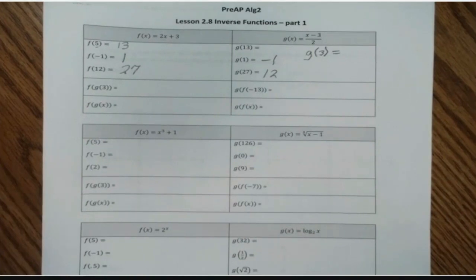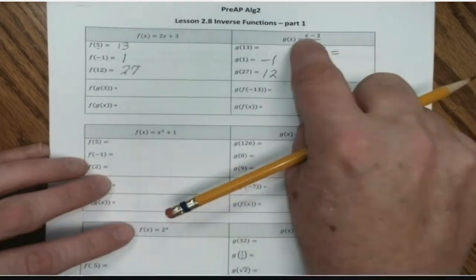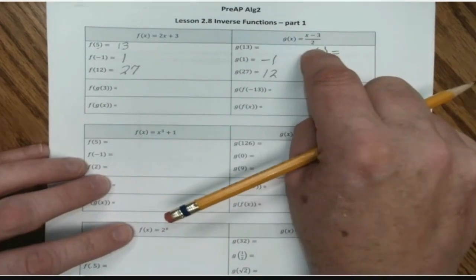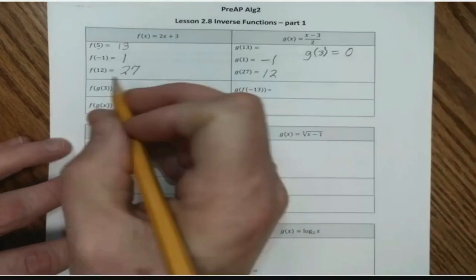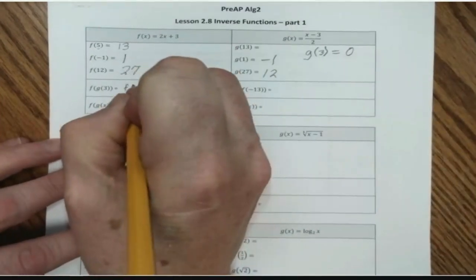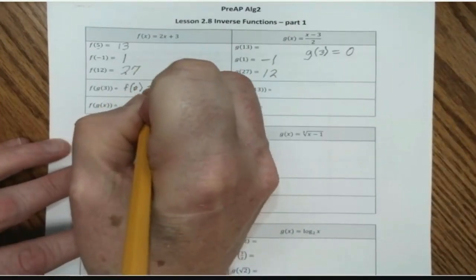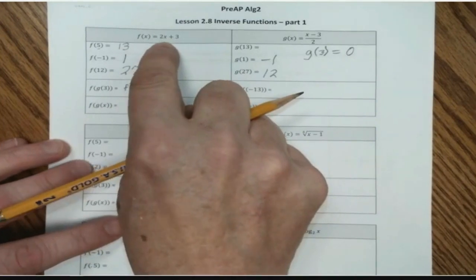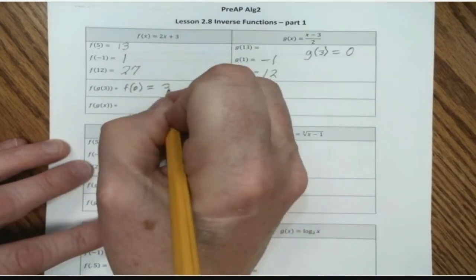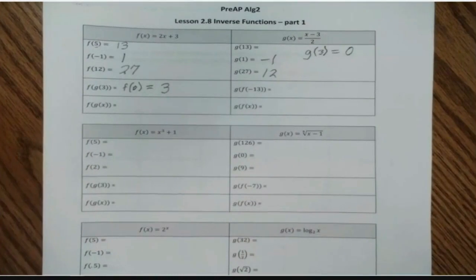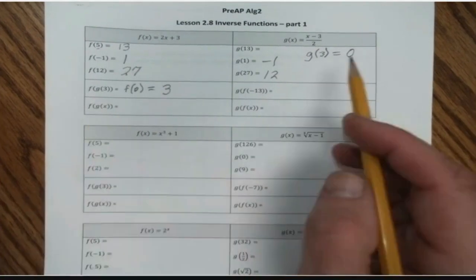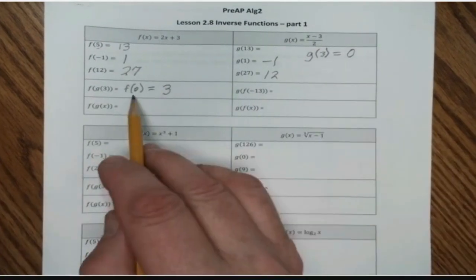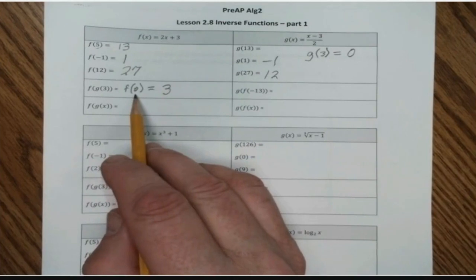So g of 3 is 3 minus 3, which is 0 divided by 2. So g of 3 is 0. This is the same thing as f of 0, which is 2 times 0, that's 0, plus 3. So it's just 3. Some of you were already ahead of me and had that in the chat. Good job. So since it's f of g of 3, we find out what g of 3 is and substitute that in for the x in f.